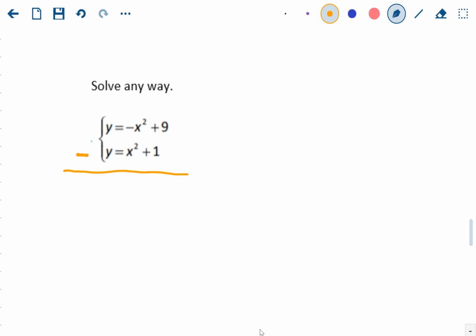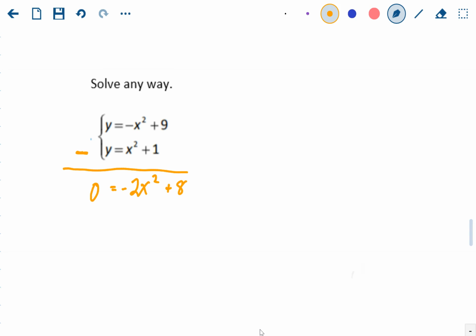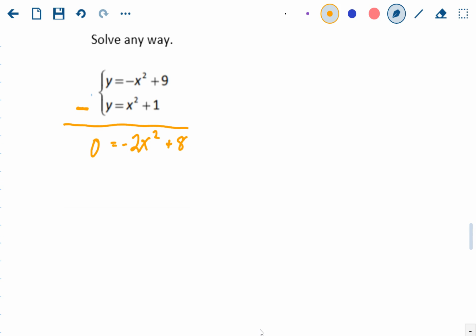All right, well, in elimination, we're going to subtract these. Y minus y is 0. Negative x squared minus x squared, careful, it does not cancel out. It's actually negative 2x squared. And then 9 minus 1 is 8. Okay. So how do I factor that? It already equals 0. How do I factor that?